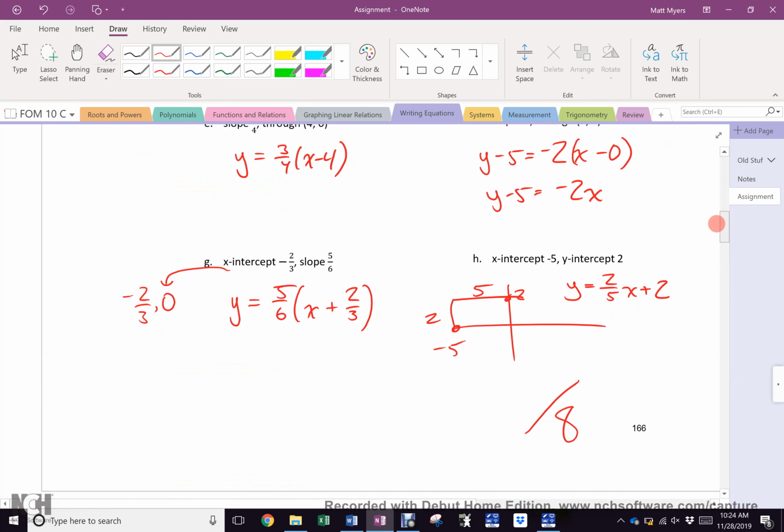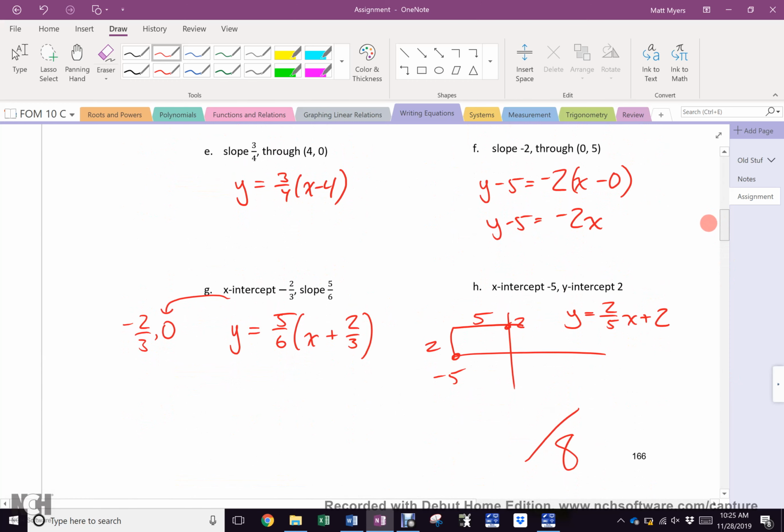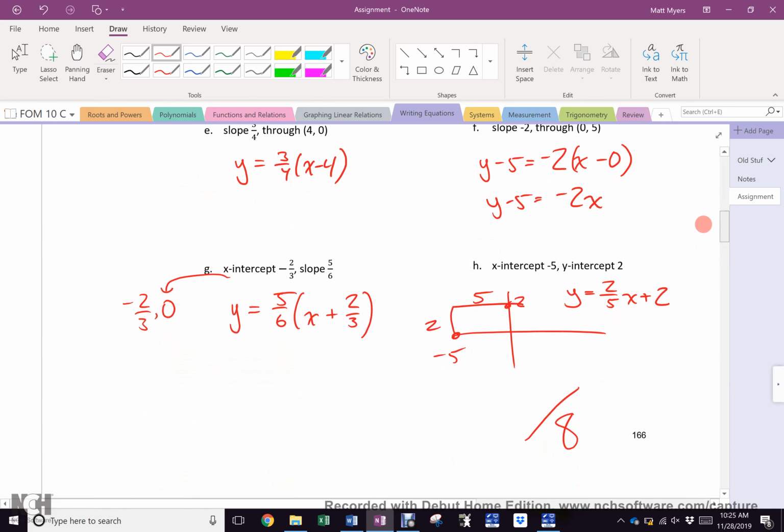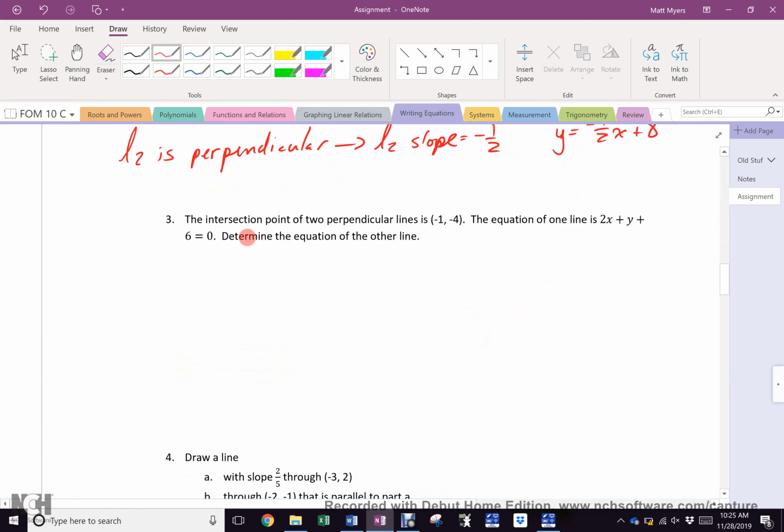Now, Mr. Sadu has finished talking. Did anybody have any questions about the first page? It's all point slope form or slope intercept, right? Now, this one, a few people asked me questions about. Again, there are 2 lines. Line 1 is this: 2x plus y plus 6 equals 0. So y equals negative 2x minus 6.